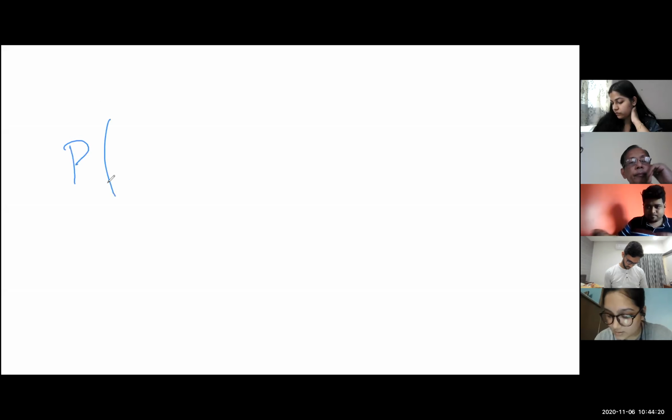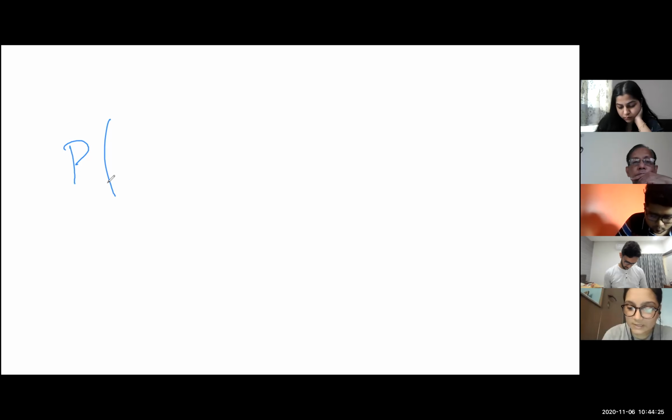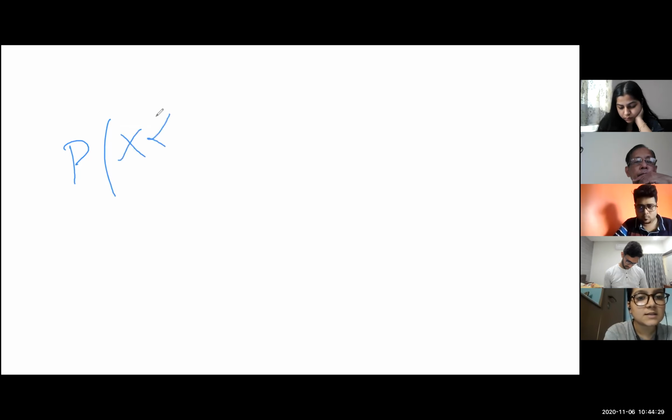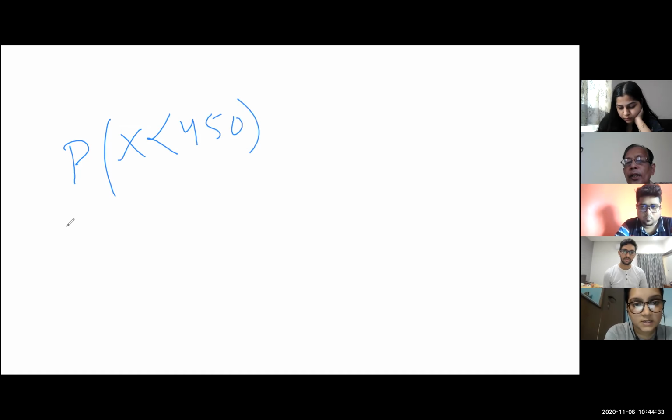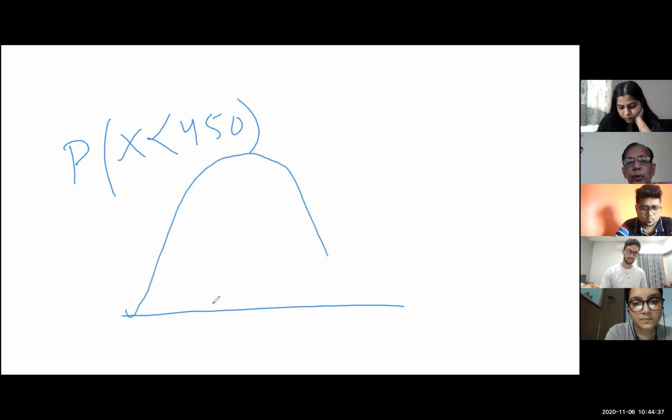So in the first question, we have to find the probability of the train leaving with less than 450 passengers. That means x is less than 450. Draw the graph quickly. All of you follow Suyasi. 500, very good. 450 will be here.